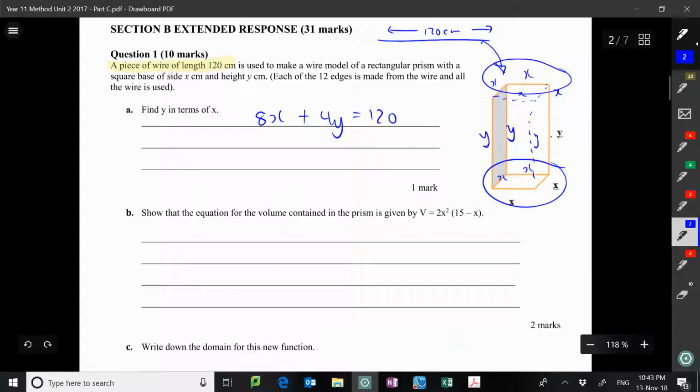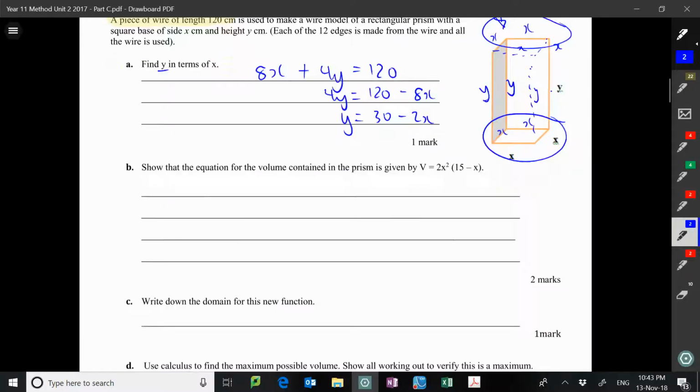That's the first step that you should be able to do. You have to link the two together. The entire length of the wire builds this 3D shape. Once you've done that, now it just says find y in terms of x. So 4y equals 120 minus 8x. Divide both sides by 4. What's that? That's 30 minus 2x. Bam. Got your answer. Okay?